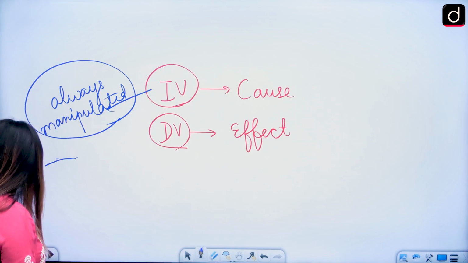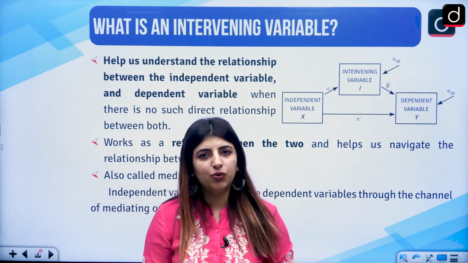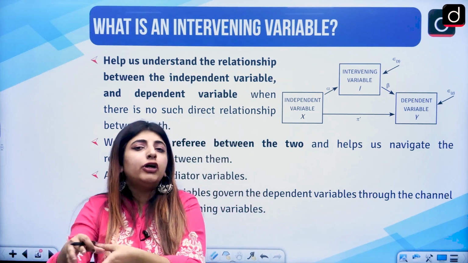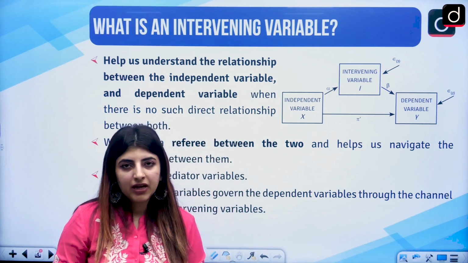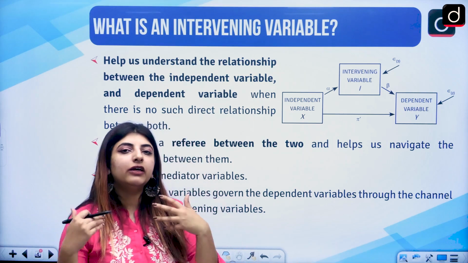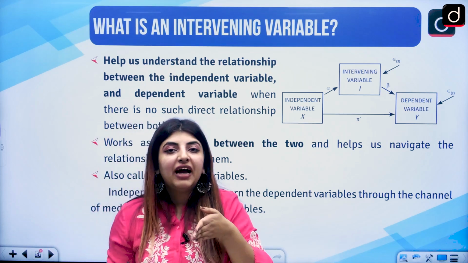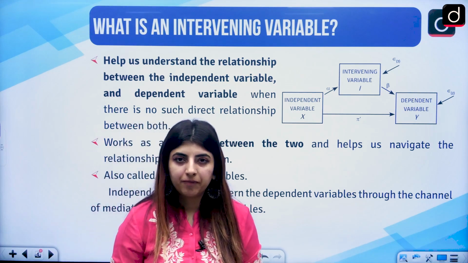Now come back here again. Today we are going to talk about intervening, control and of course confounding or extraneous variables. But first we are going to talk about intervening variables. Why are they known as intervening? What do we mean by intervention? When we are interfering between something, right?